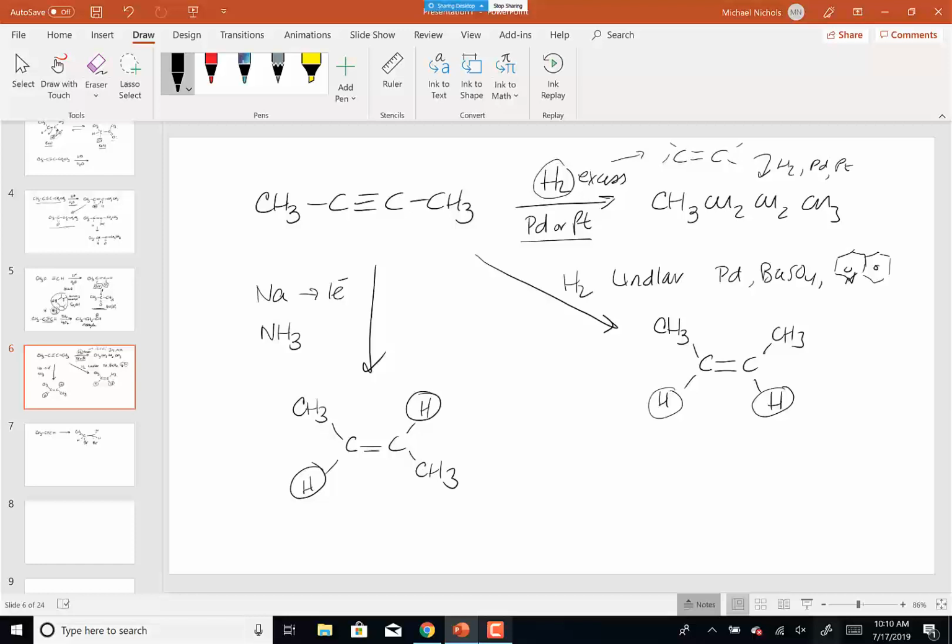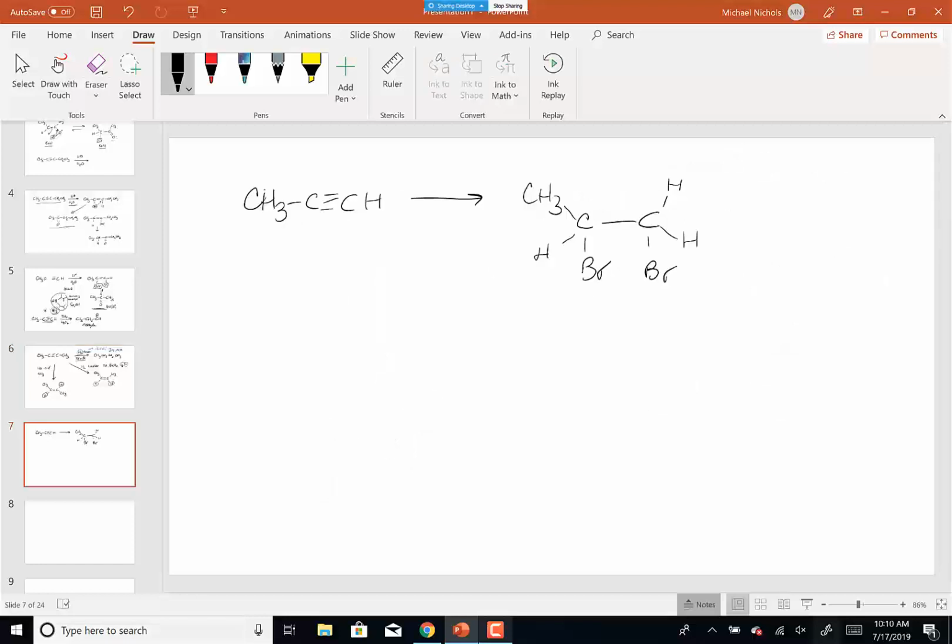So those are the three reductions. Then for this one, which isn't out of the realm of possibility for me to ask next week, say, hey, take 2 steps and give me this product. So the first thing you need to do is to analyze, well, what am I adding? I'm adding 2 H's and 2 BRs. So there's 2 ways to do this.